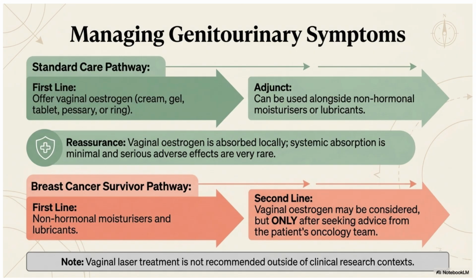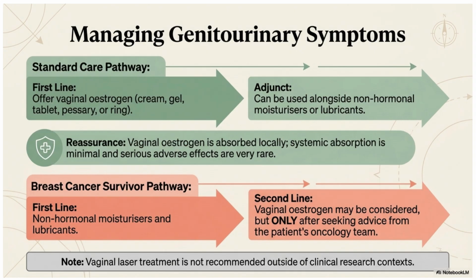Genitourinary symptoms associated with menopause include vaginal dryness, burning, irritation, pain during sex, and discomfort when passing urine. Urgency and recurrent urinary infections may also occur. Reduced estrogen causes vaginal, vulval, and lower urinary tract tissues to become thinner, drier, less elastic, and more vulnerable to irritation. Unlike hot flushes, these symptoms often persist or worsen without treatment.